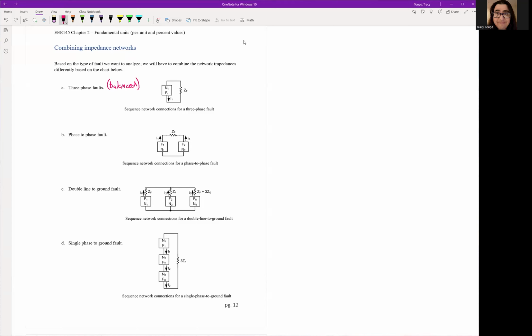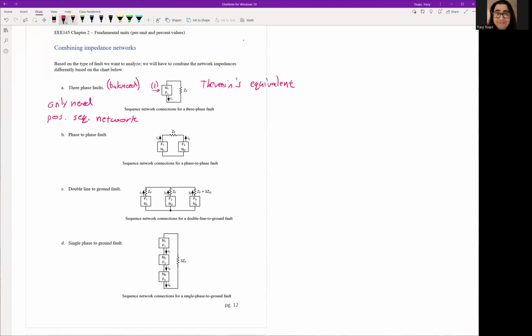Because it's purely balanced, you only need the positive sequence network. So if you know you're only ever going to look at 3-phase fault, then you only have to make the positive sequence network, right? And you could tell because right here, this box, the 1 right here represents your positive sequence network. This is a Thevenin's equivalent of the network. That's what we're going to find for each network. And then you can find your fault current here.